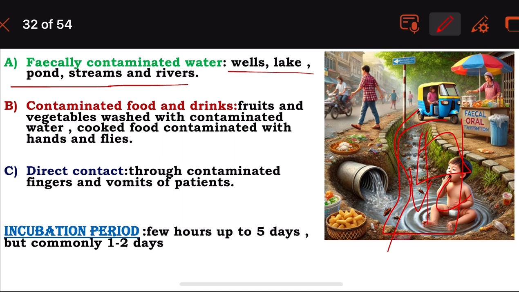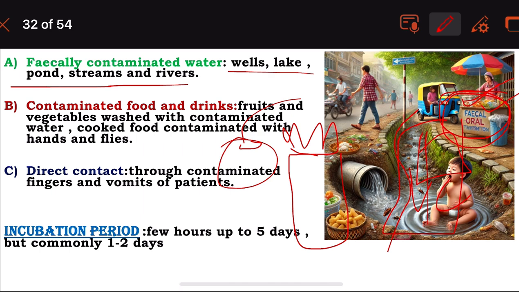Okay, and then we have the contaminated food and drinks. Fecal-oral transmission can occur through contaminated food, contaminated drinks, contaminated water, and also fruits and vegetables which are washed with contaminated water. If the fruits or vegetables are washed with contaminated water, even they can result in the transmission of the infection.